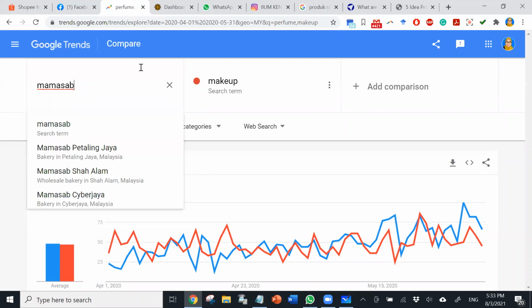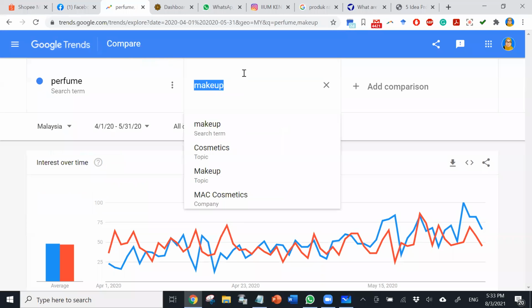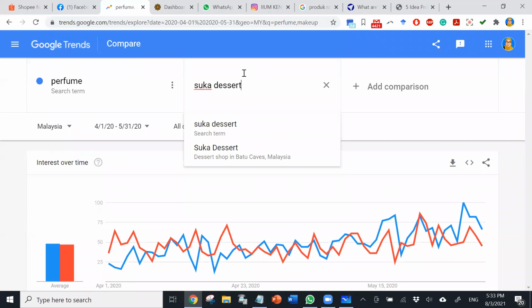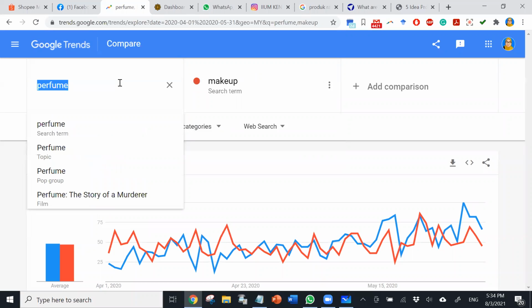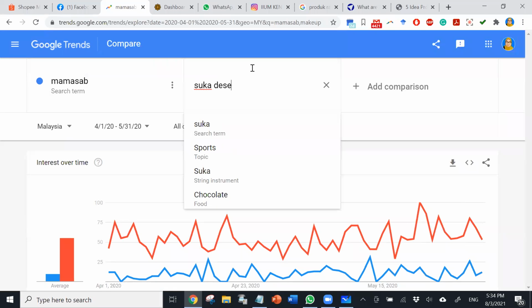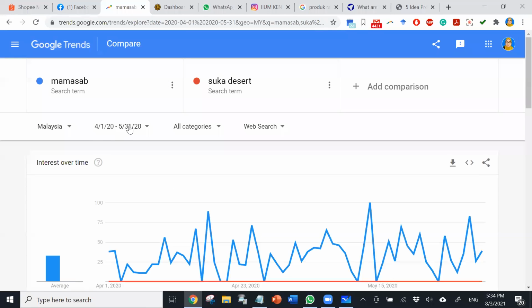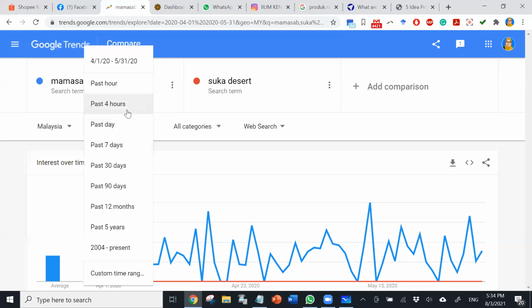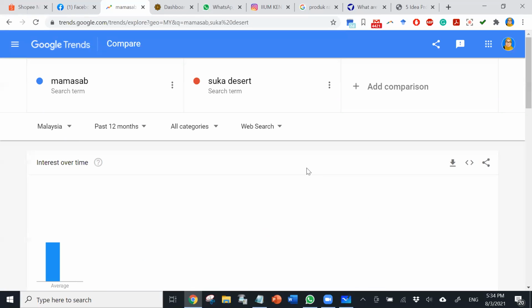But I think when it comes to KL, Selangor, there's one dessert that is actually quite trending nowadays. It's called Suka dessert. If you go to their shop. Okay. Mama Sub. Mama Sub is trending right now. Suka dessert versus Suka dessert. These two things are very trending in KL. Past 12 months, I put it past 12 months.